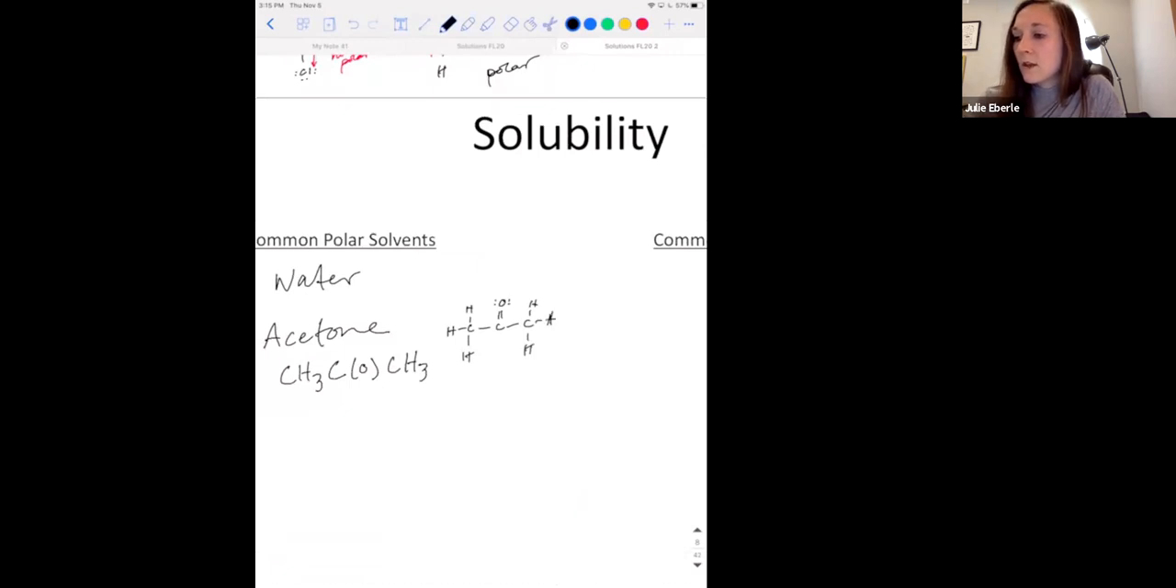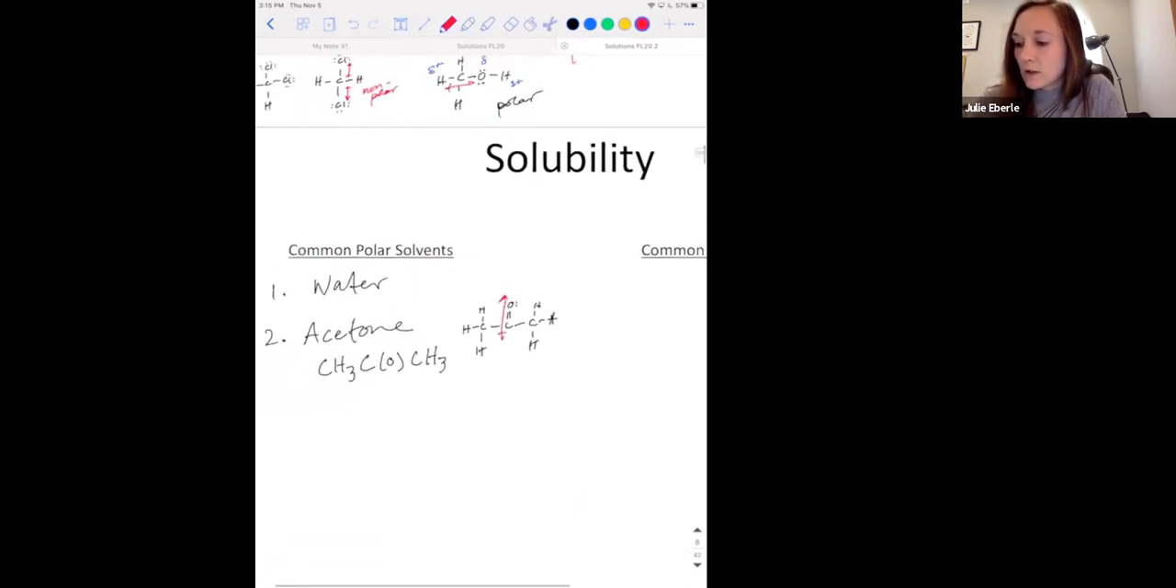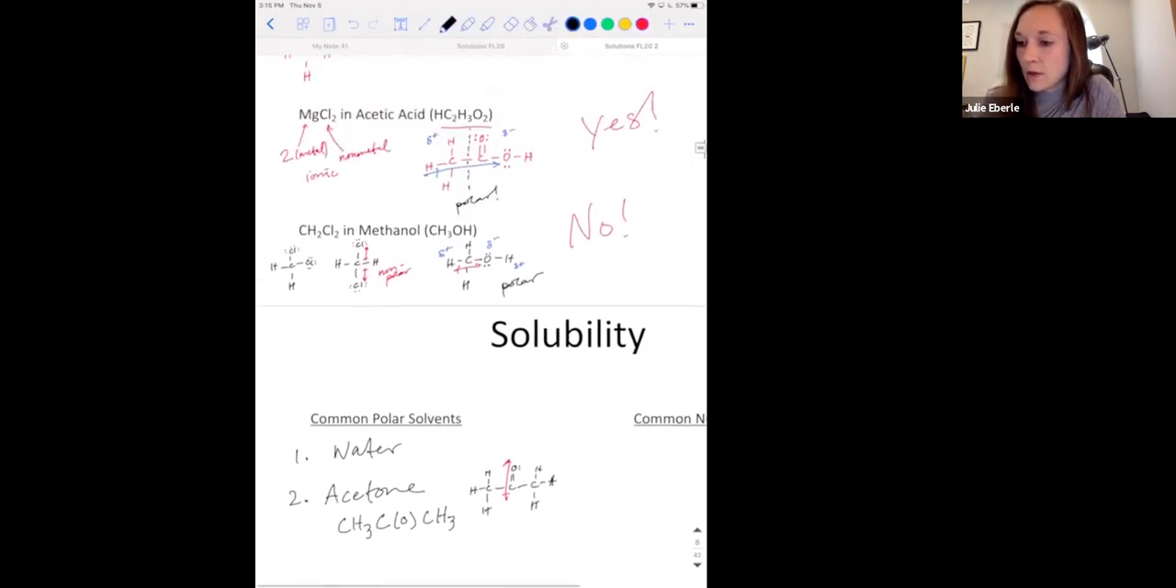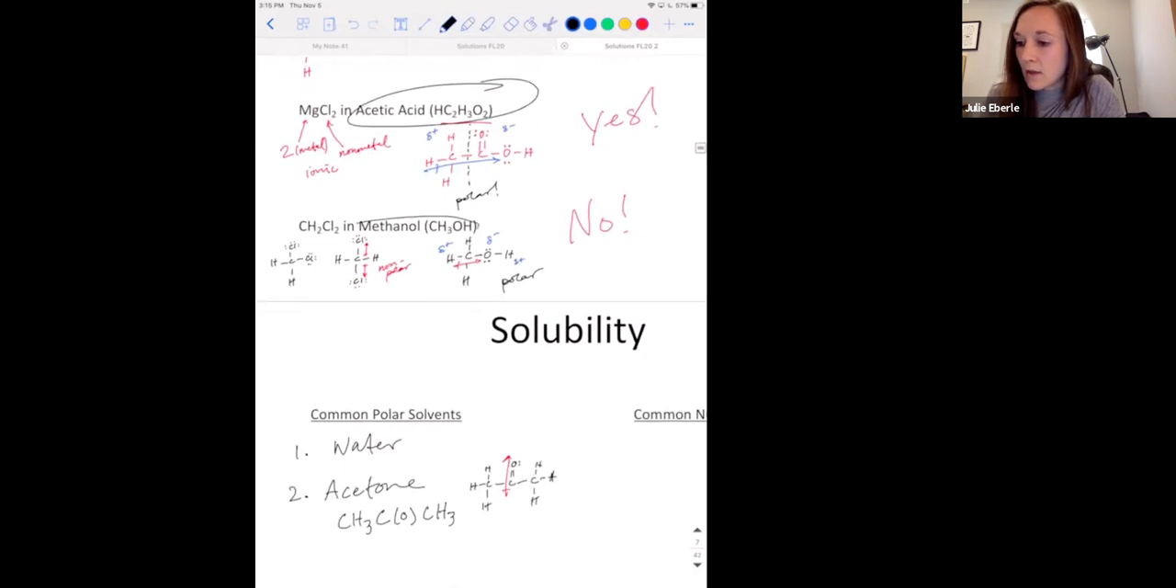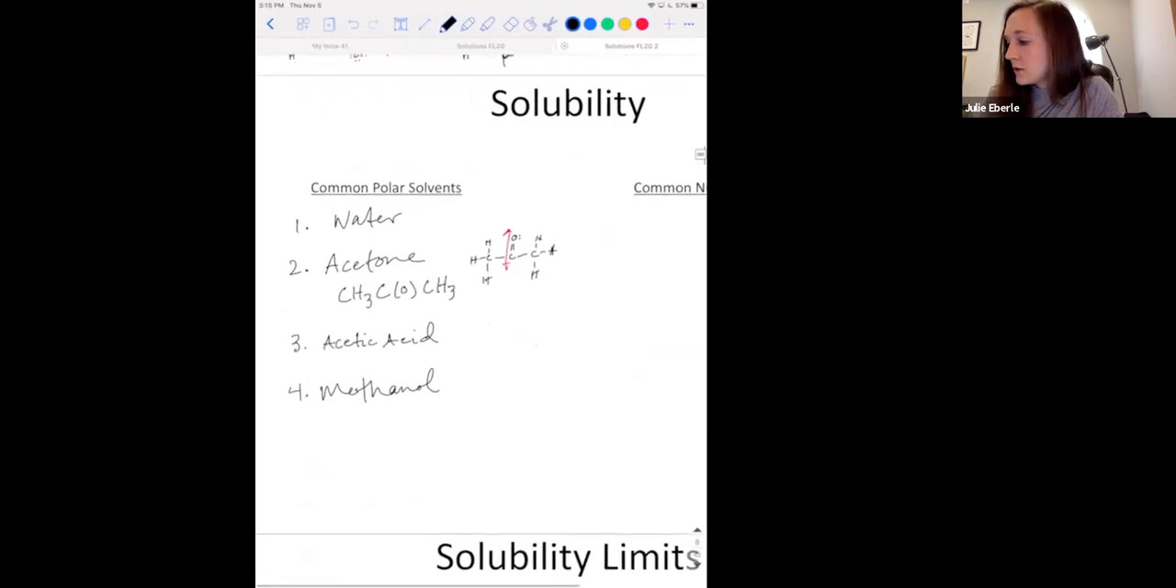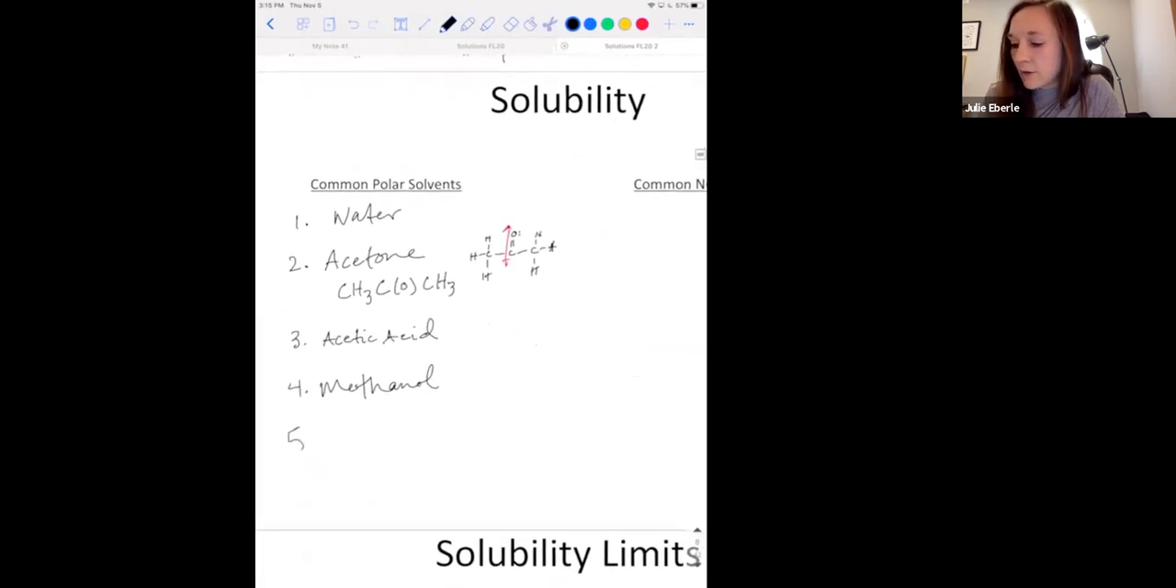Okay, and there is a dipole, boom, that way, pointing to that oxygen. That's the polar bond. So acetone's 1, and then these up here, acetic acid and methanol. These are both very common ones. So that's going to be 3 and 4. We already drew those out up above, so I'm not going to redraw those. And 5, I'll give you one more, ethanol.